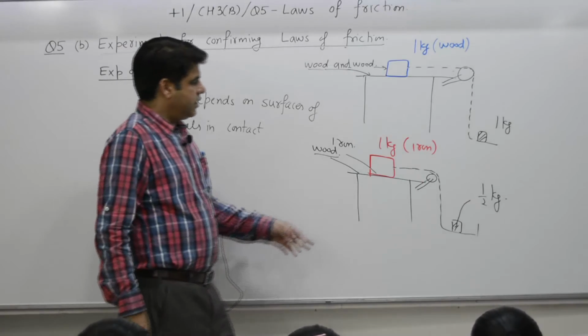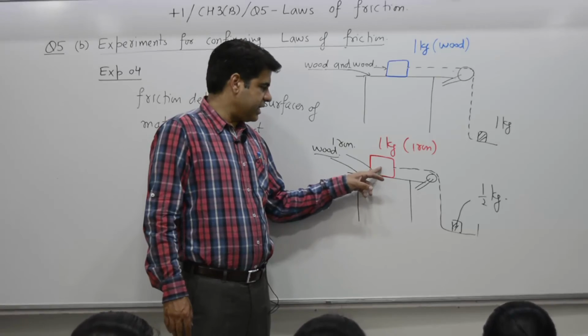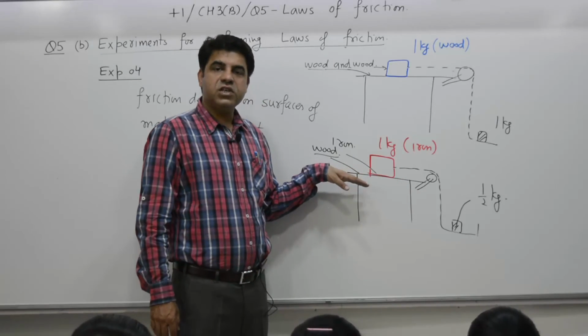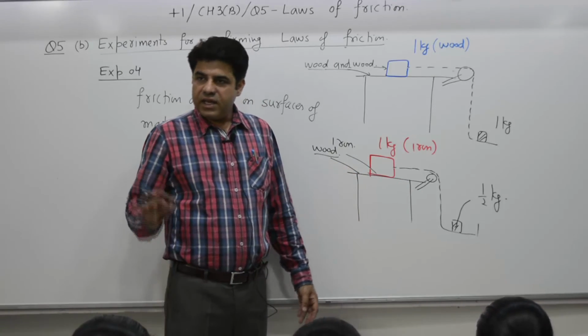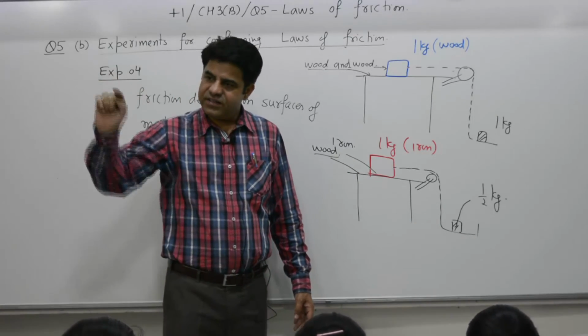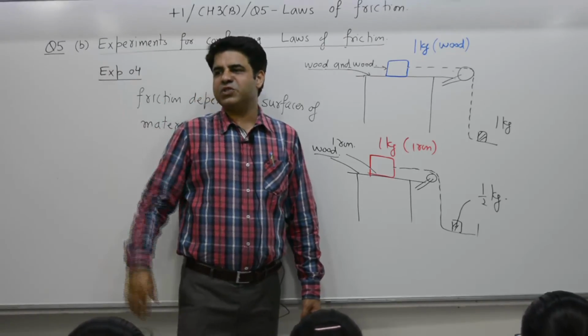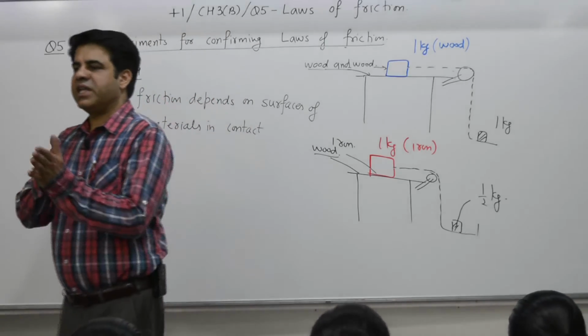Question is, if these two materials are 1 kg and 1 kg, and this table is also iron, then it will depend on mu between iron and iron. That is our next question. There is a table given in the next question. We will discuss two materials in contact.